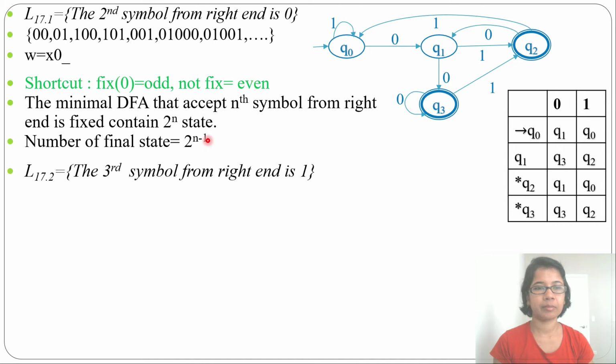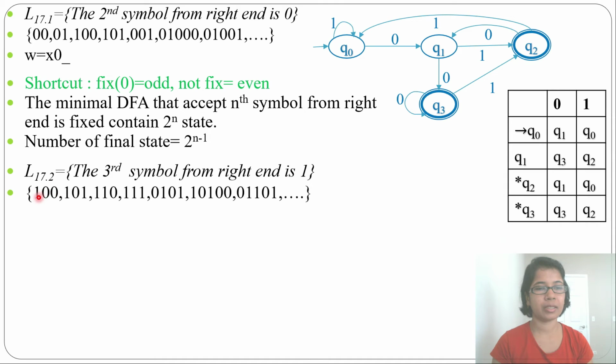Let's do another example. The third symbol from the right end is 1. Which strings will it accept? It will accept 100, where this is the third symbol from the right side, 101, 110, 111, 0101, 10100, 01101. Now you can mark the third symbol from the right, and this is 1. W equals x1 followed by 2 symbols. This is the first position from the right, this is the second position, and this is the third position, and the third position is fixed.